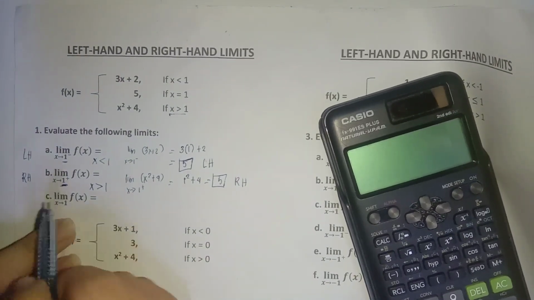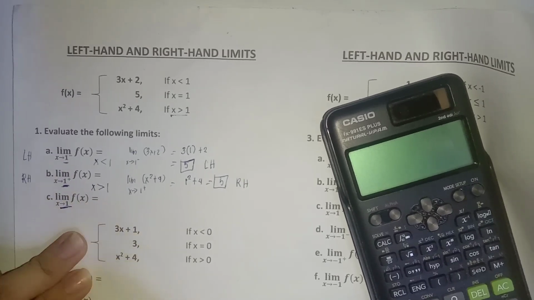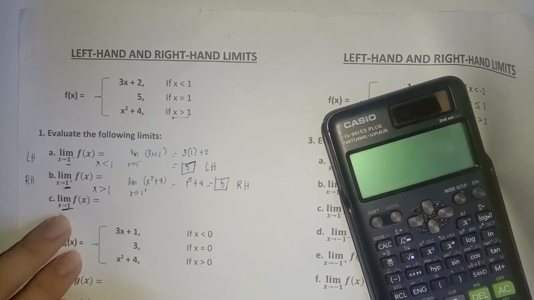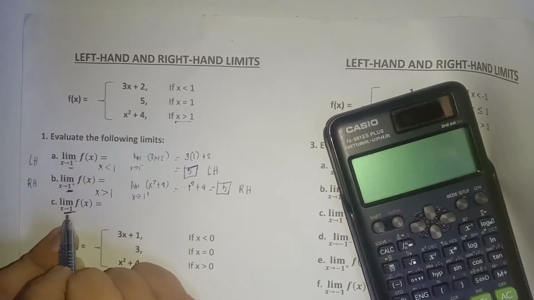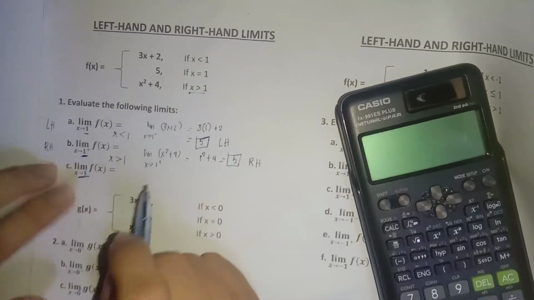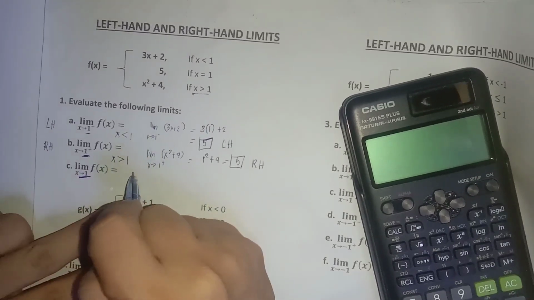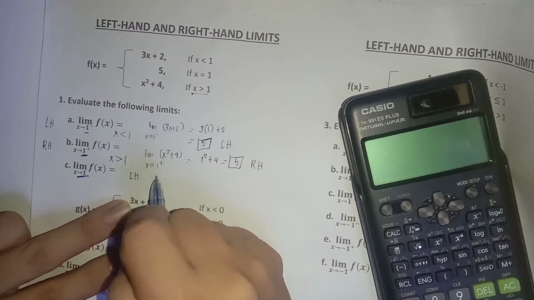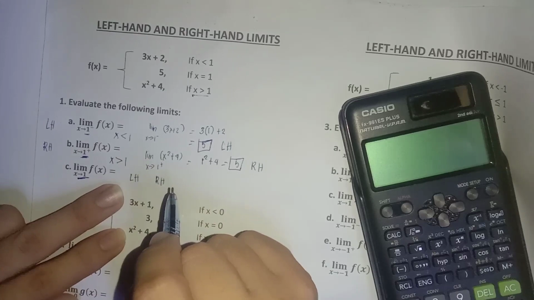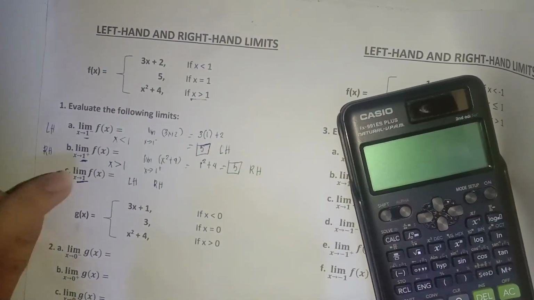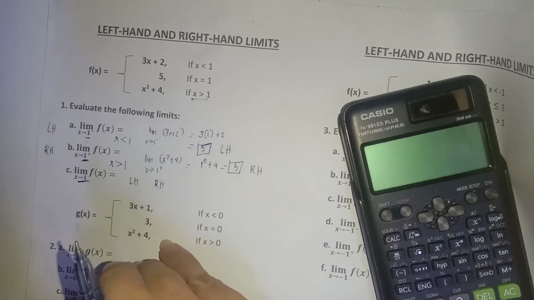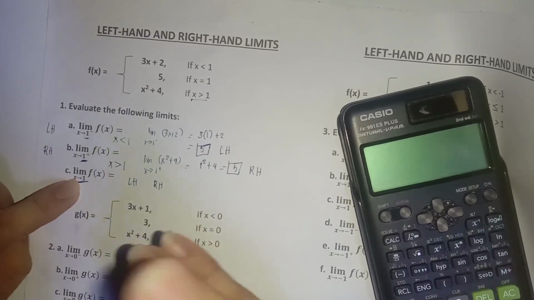Proceed tayo sa letter C. Yung letter C natin, our x here is 1. Wala siyang superscript na negative or positive. So para makuha yung limit ng function as x approaches 1, we need to compare your left-hand limit and the right-hand limit. Okay? Kung magkakapareho, then the limit is defined, and that is the limit of letter C. Pero kung magkakaiba, then the limit of letter C does not exist.